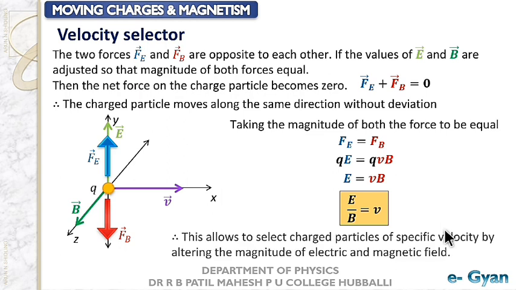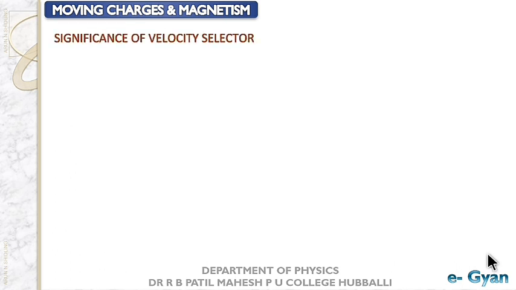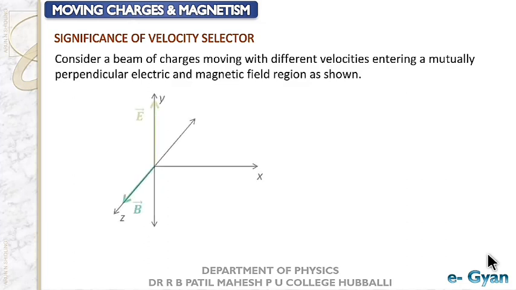Now if you still didn't understand, we can try to see the significance of it, that is, how exactly it works, to show you what happens inside this region when there are many charges, some of which are trying to move with different velocities. Let us try to understand what exactly happens. So here let us take a coordinate axis. In this, let us have a magnetic field along the z direction and an electric field along the y direction, right?